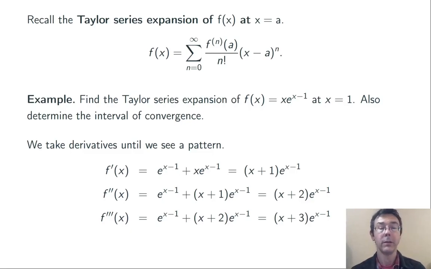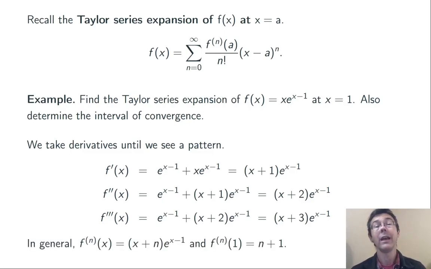Okay, so now I'm seeing the pattern. The first derivative has an x plus 1, the second has an x plus 2, and so on. So the nth derivative is going to be x plus n times e to the x minus 1. And of course, when I plug 1 into that, e to the 0 is 1, so I just get n plus 1.